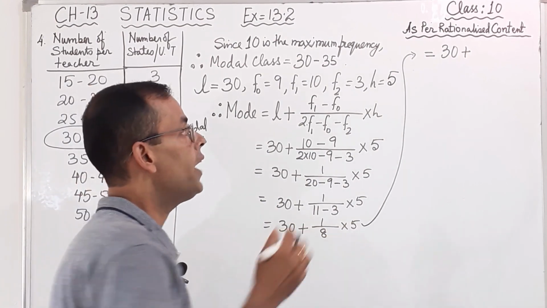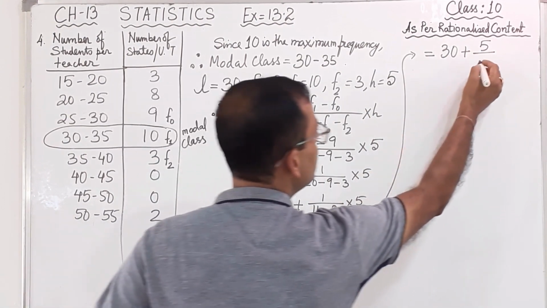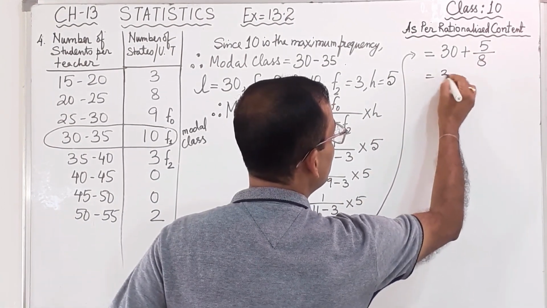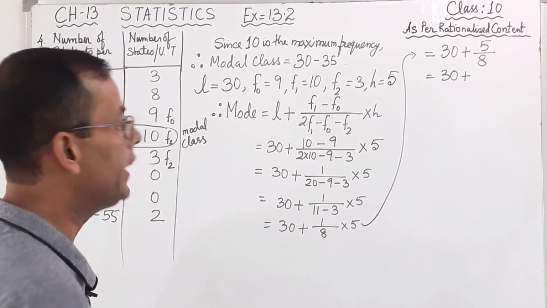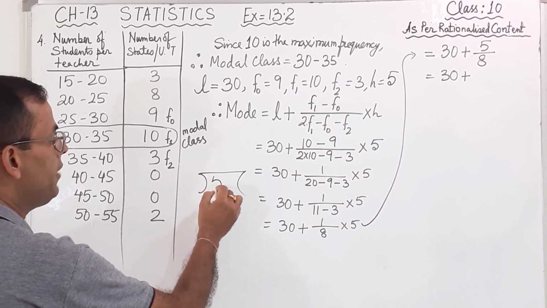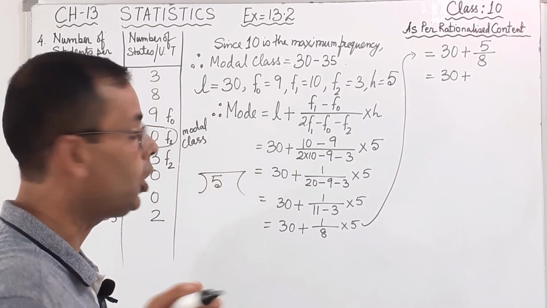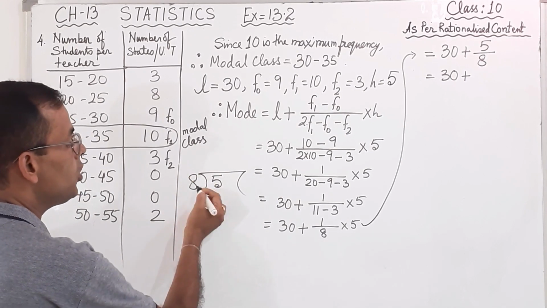Now 1 into 5 is how much? 5, and below it is what? 8. Now 30 plus, now 5 by 8 you have to divide. So if you divide, suppose let me do the division here, 5 will be inside, the numerator will be always inside, and 8 will be outside. So will it go? No.